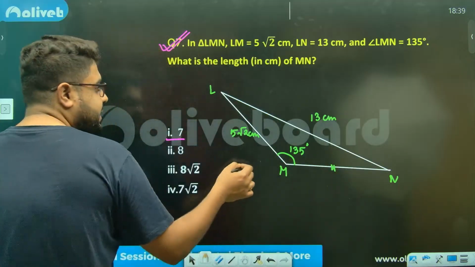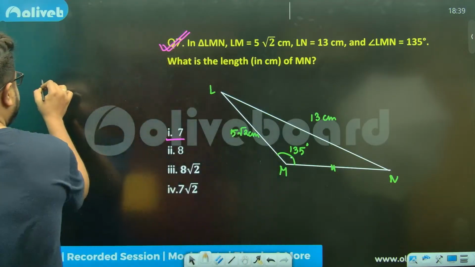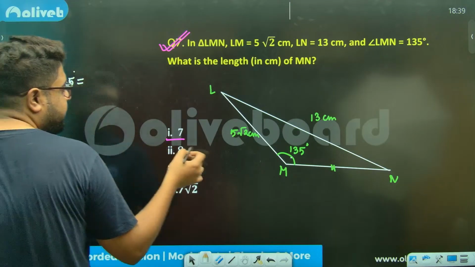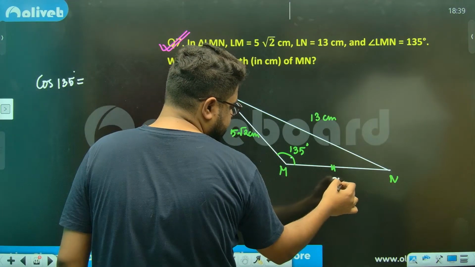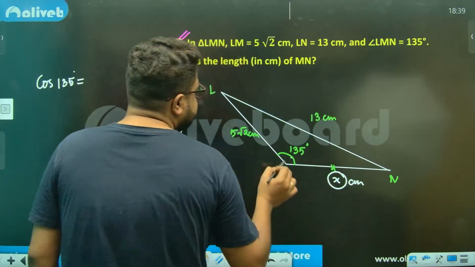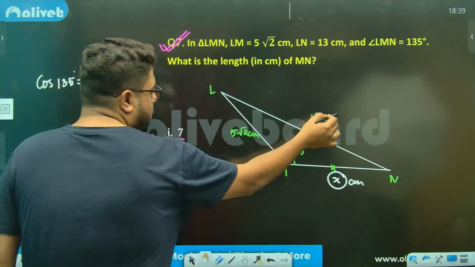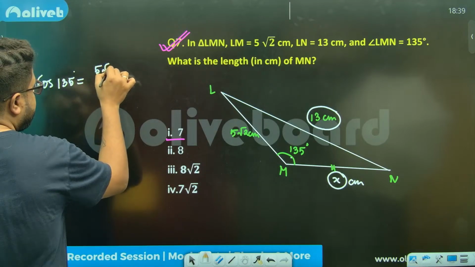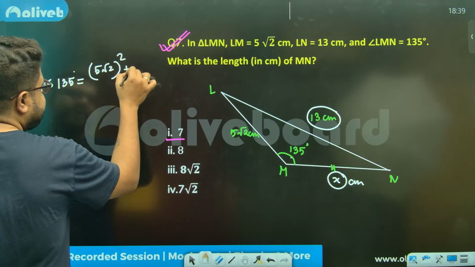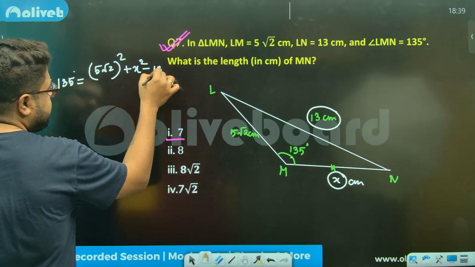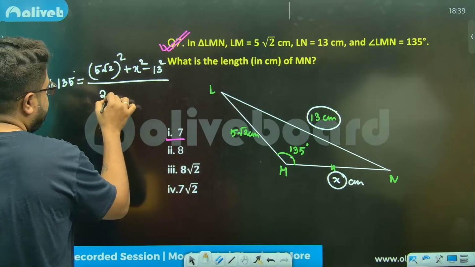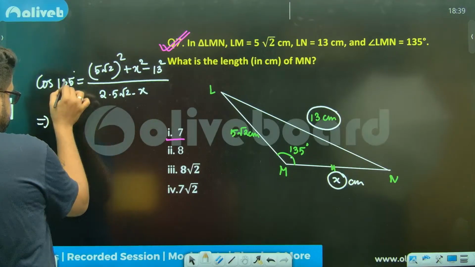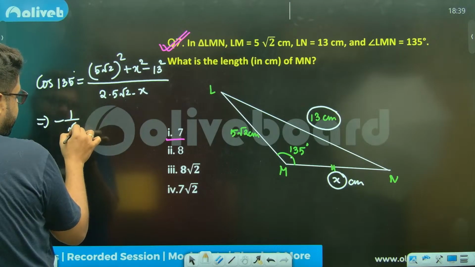So this is your cosine. So cos 135 degrees. Let's start. I do not know the value of this side, so I'm taking it as x. So for 135, the opposite side will come last. So it will be 5 root 2 square plus x square minus 13 square, divided by 2 into 5 root 2 into x. So this is minus 1 by root 2.